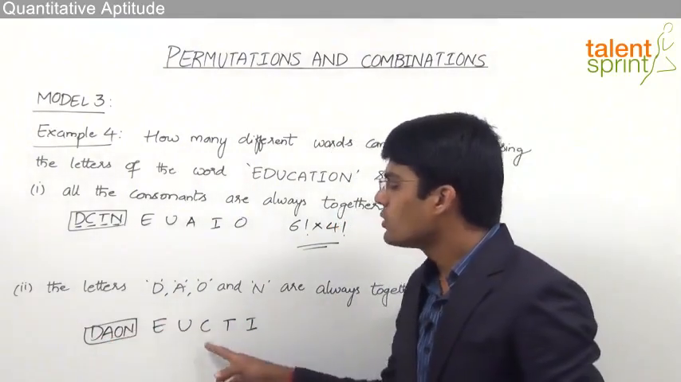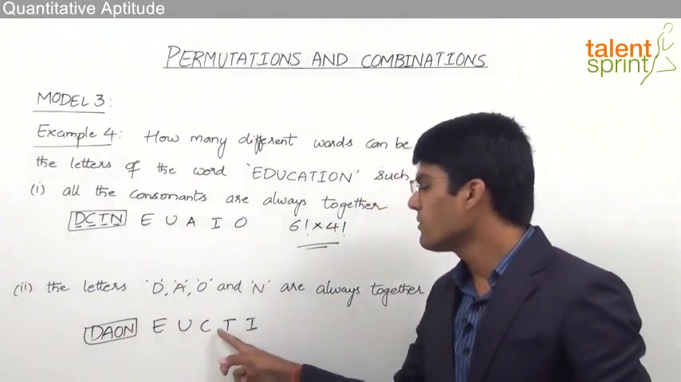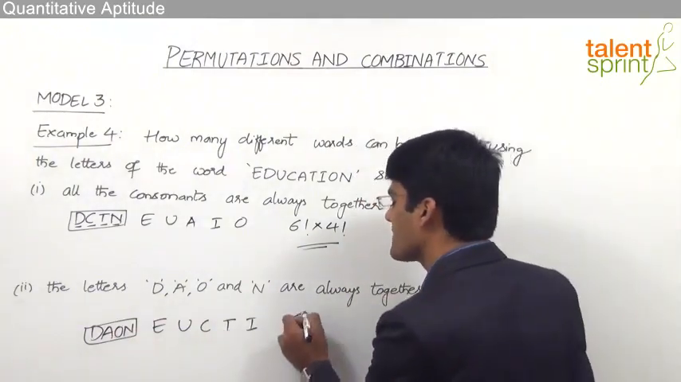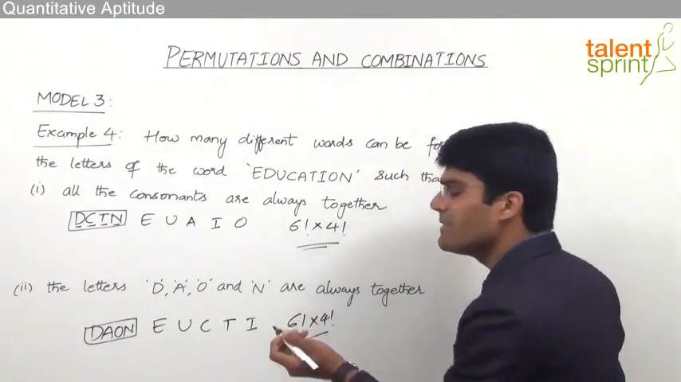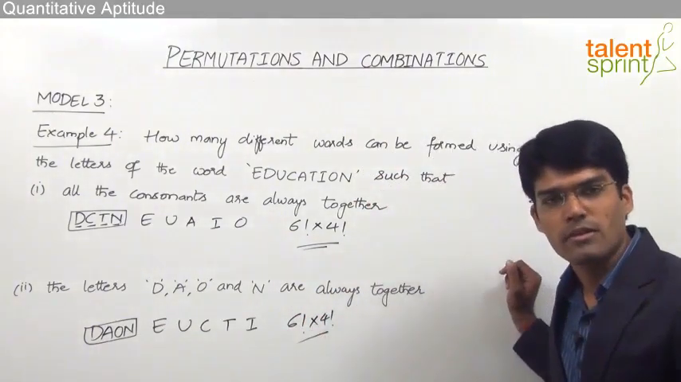So these are the total number of letters: 1, 2, 3, 4, 5 and 6. Six letters can be arranged in 6 factorial ways. Internally, these 4 letters can be arranged in 4 factorial ways. So again we say that the answer is 6 factorial into 4 factorial.